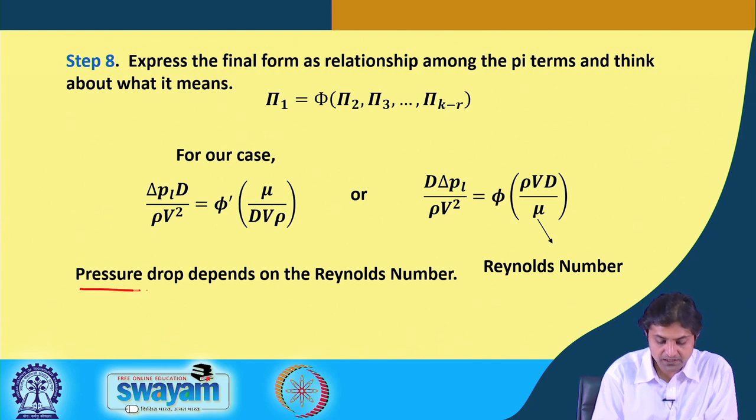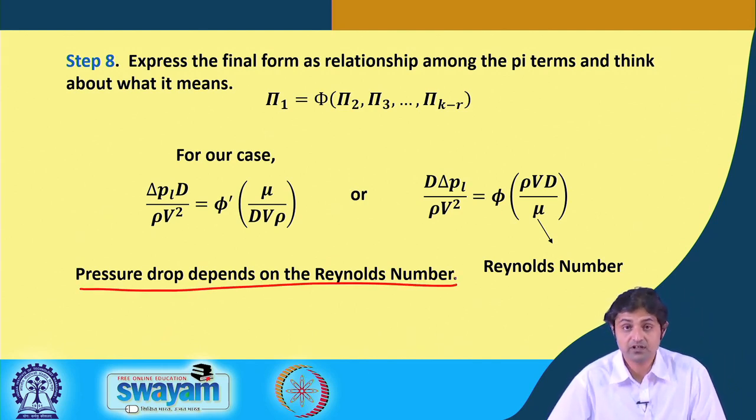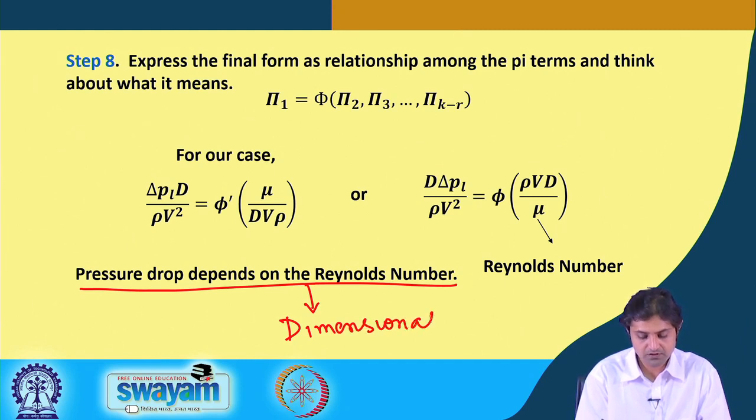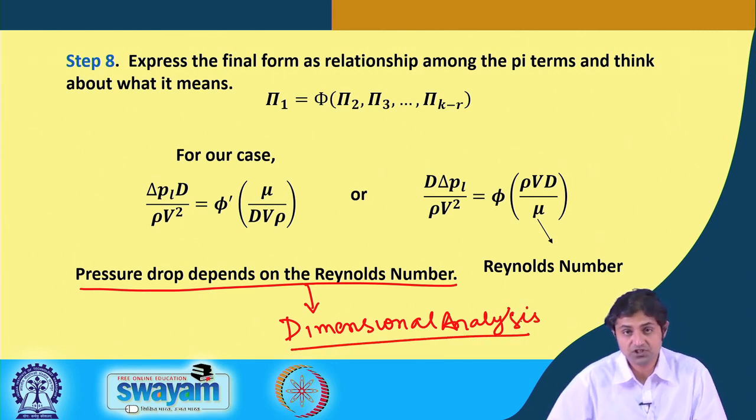So, the important message here is that pressure drop depends on the Reynolds number, and as you see we have obtained this important result using dimensional analysis. I hope that by this point in time, you would be appreciating how powerful dimensional analysis can be. For future, aspiring experimentalists, this is one topic which you must understand, otherwise it is impossible to carry on the experiments.